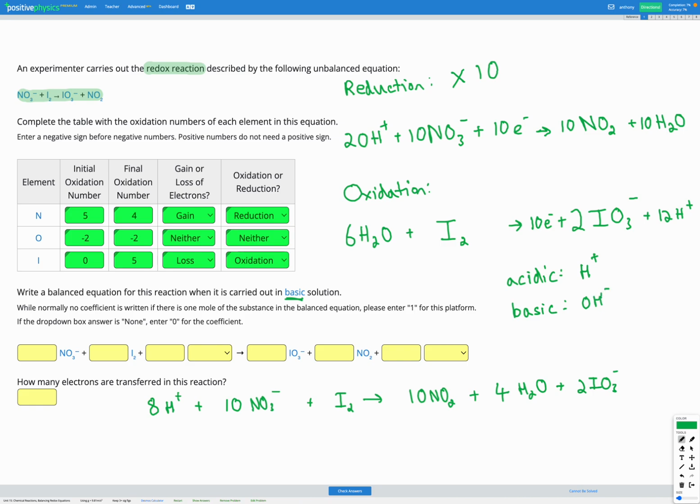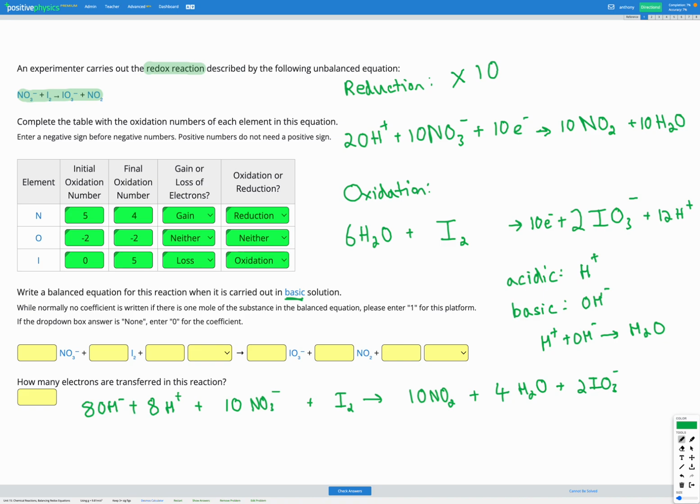So if our question asked us to balance this in an acidic solution, we would be finished. But since it asked about a basic solution, we now have to use OH minus to balance out our H pluses to get rid of those. So right now we have 8H plus on the left. If I add an H plus and an OH minus together, that gives me H2O. So to get rid of my H pluses on the left, I'm going to add 8OH minus.